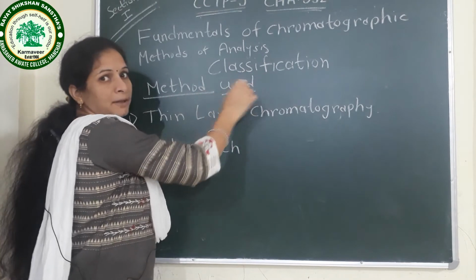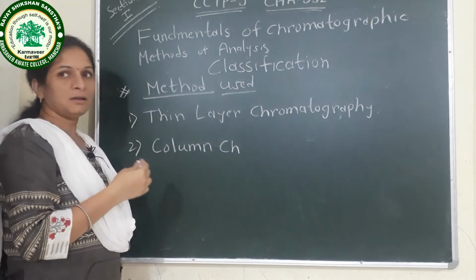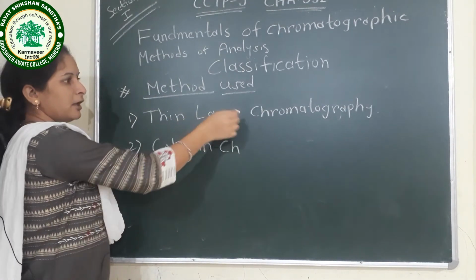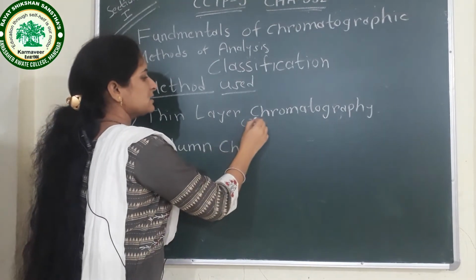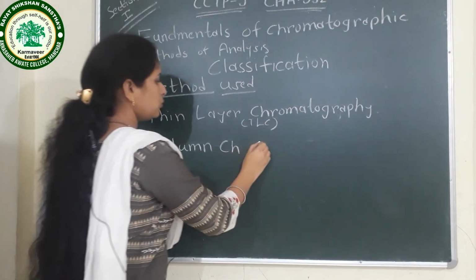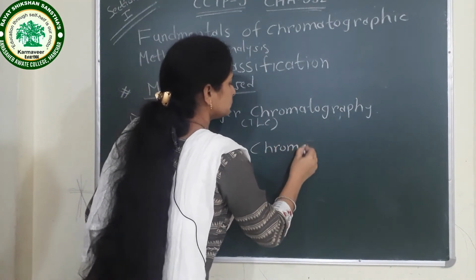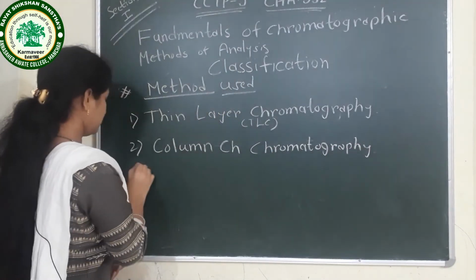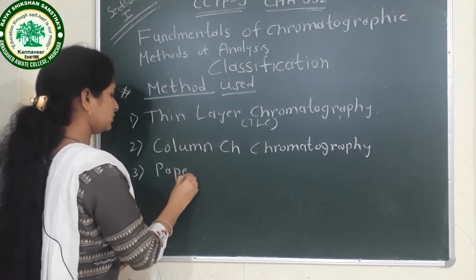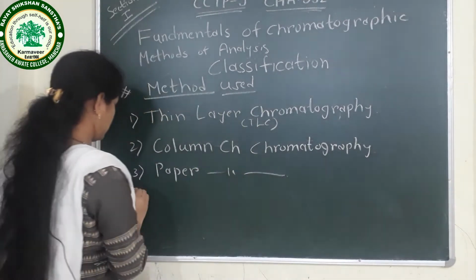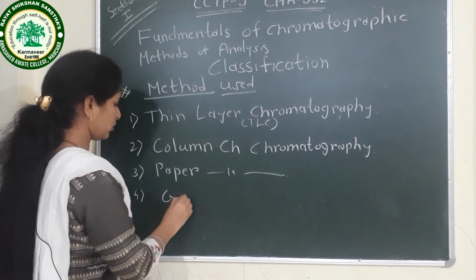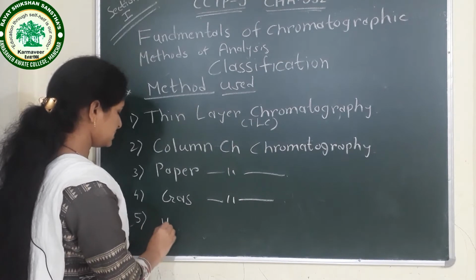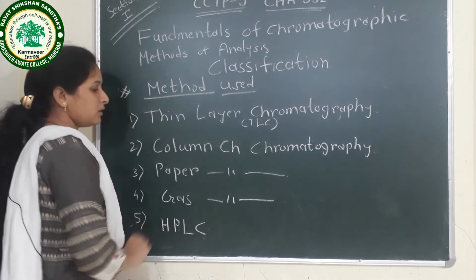Classification on the basis of the method used. Depending upon the method we are using for the chromatography, there are again many types. One is the thin layer chromatography, means TLC. Second is the column chromatography. Third is the paper chromatography. Fourth is the gas chromatography. And fifth is the HPLC, means high performance liquid chromatography.